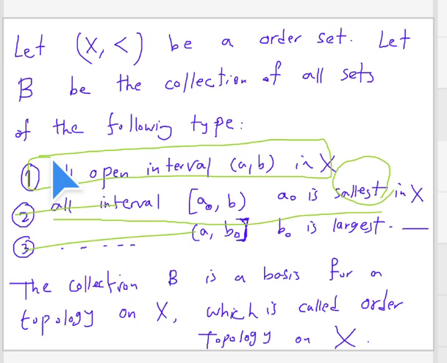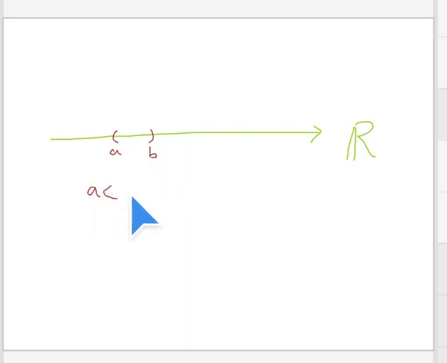For example, I give you an example in R. The standard topology on R is an order topology. Take A and B; you see that A is less than B.